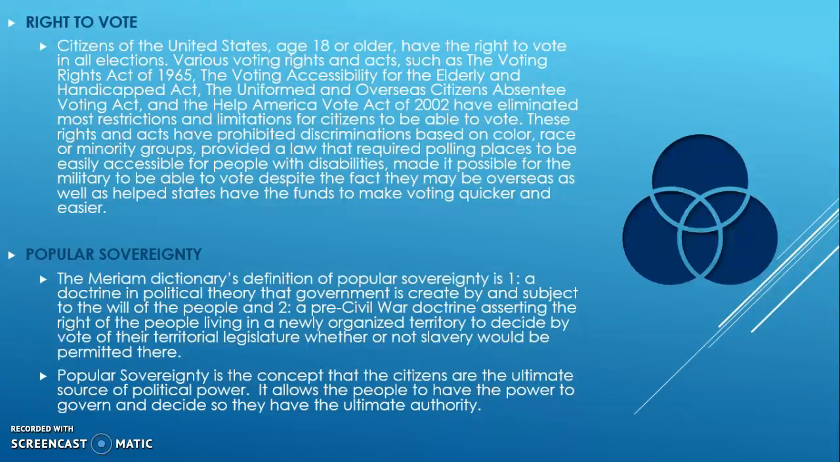Popular sovereignty. The Merriam-Webster Dictionary's definition of popular sovereignty is a doctrine and political theory that government is created by and subject to the will of the people, and a pre-Civil War doctrine asserting the right of the people living in a newly organized territory to decide by vote through their territorial legislature whether or not slavery would be permitted there. Popular sovereignty is the concept that the citizens are the ultimate source of political power. It allows the people to have the power to govern and decide, so they have the ultimate authority.